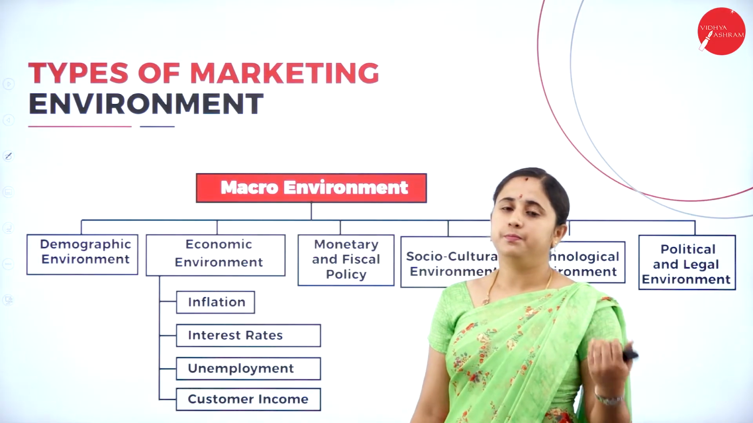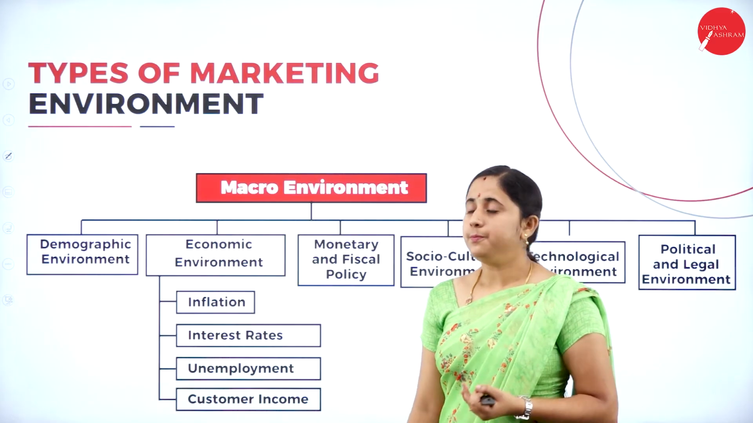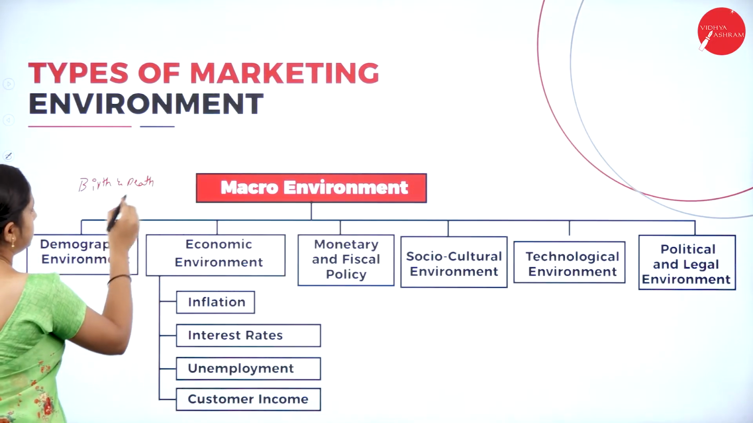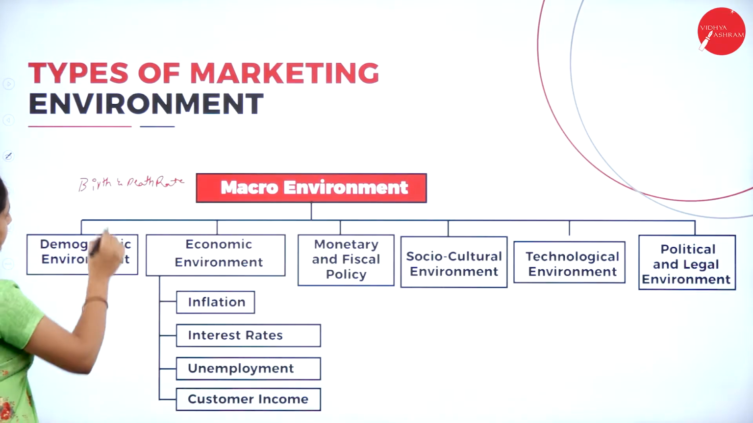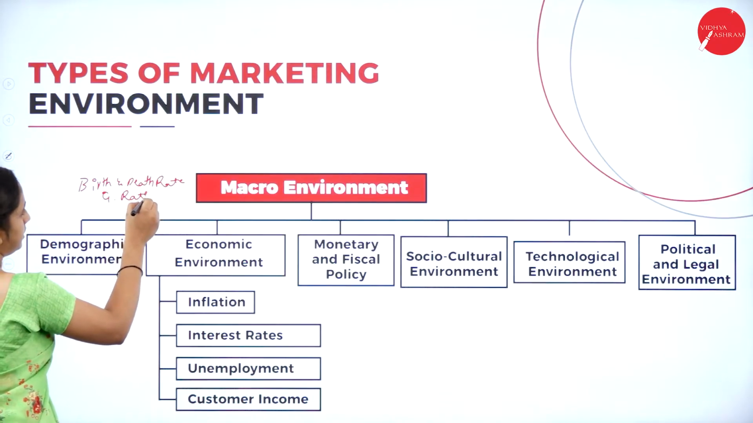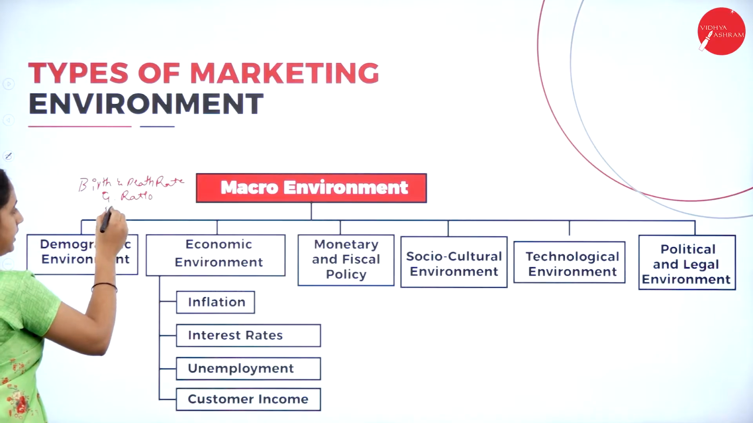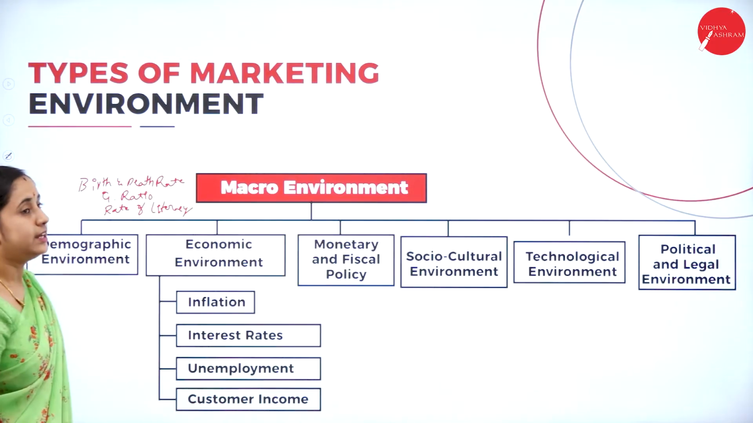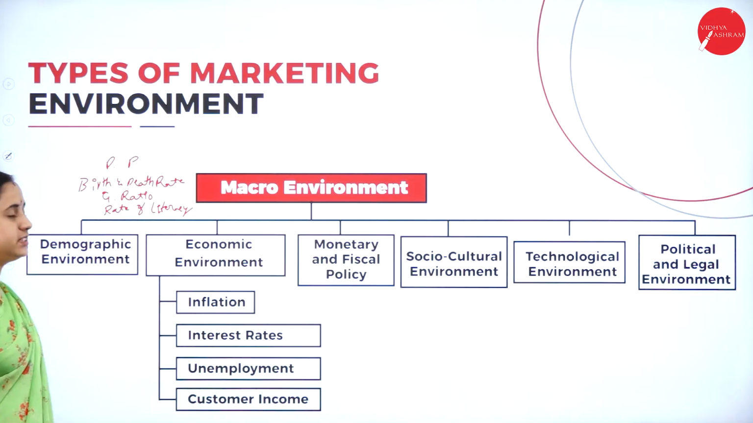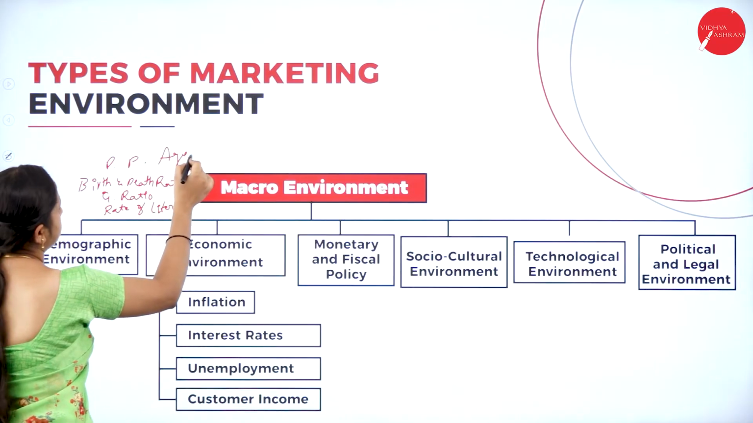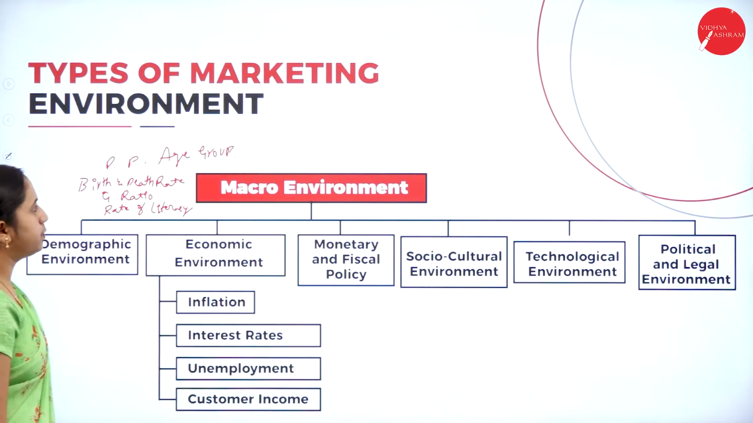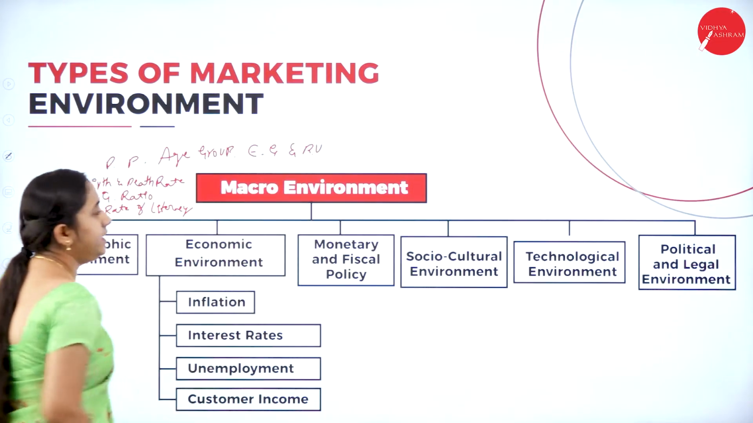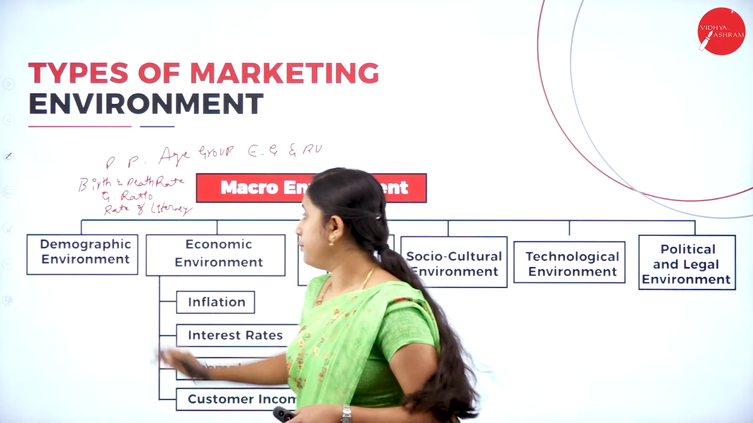So it covers the birth and death rate, gender ratio, rate of literacy, density of population, age group, ethnic group, and rural and urban. So here you are going to study mainly the demographic environment.